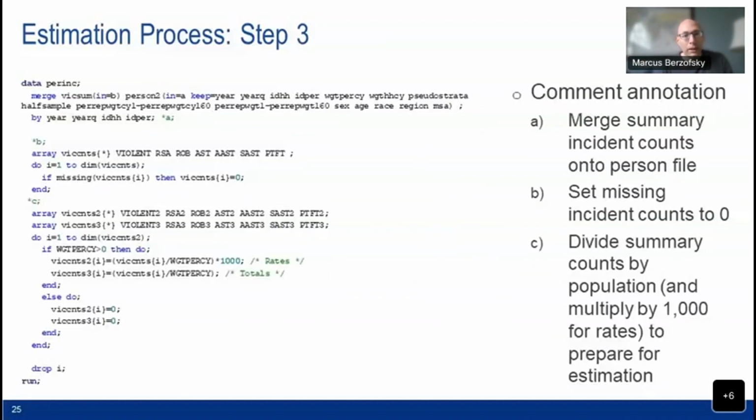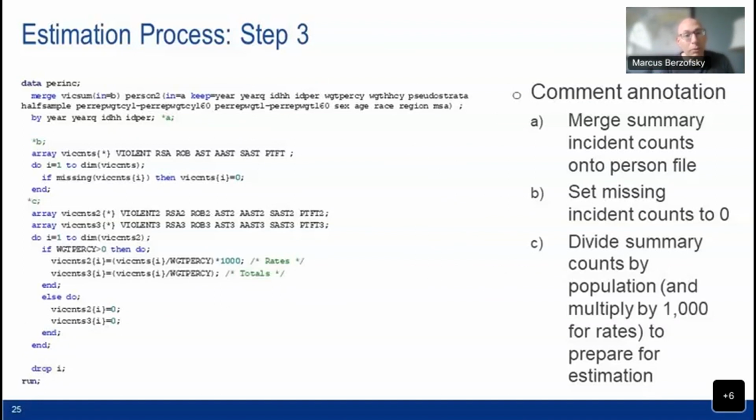Okay. Step 3, I know the text is smaller still, but step 3 is the process of creating the variables you need for analysis. I'm focusing here just on violent victimization. We use arrays. You don't have to use arrays in SAS, so they're a little complicated for you. Basically, this is just looping through the different outcome types and dividing by the person weight and multiplying by 1,000.